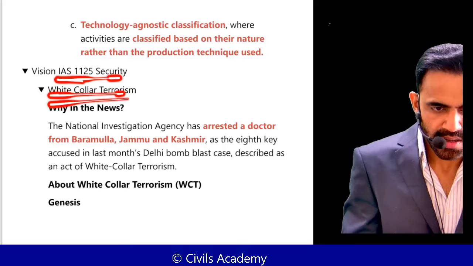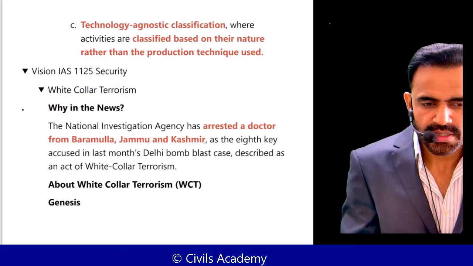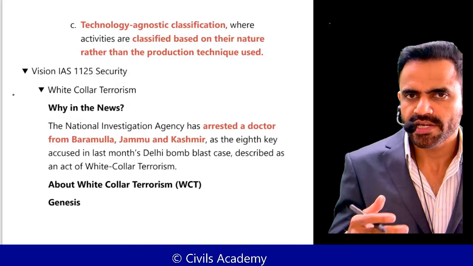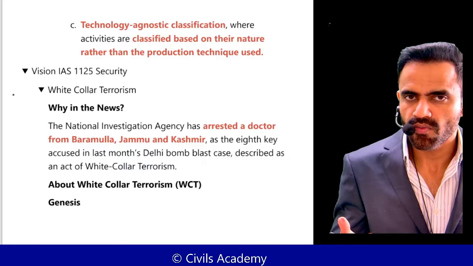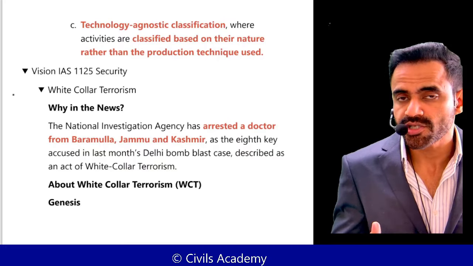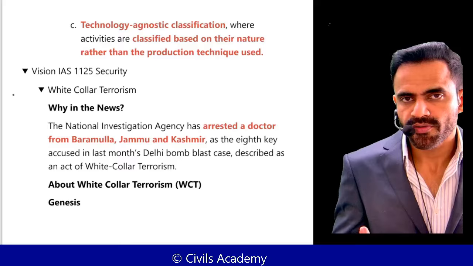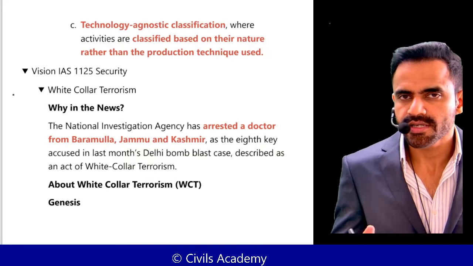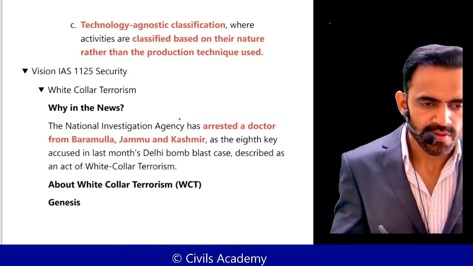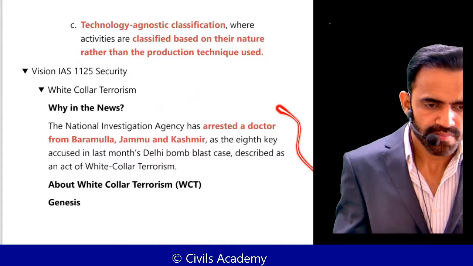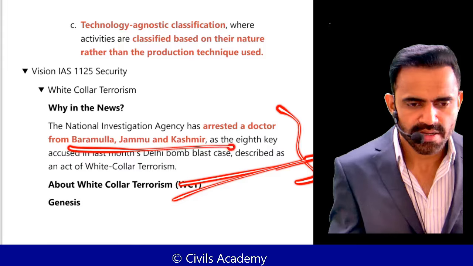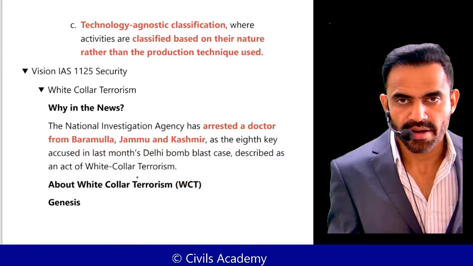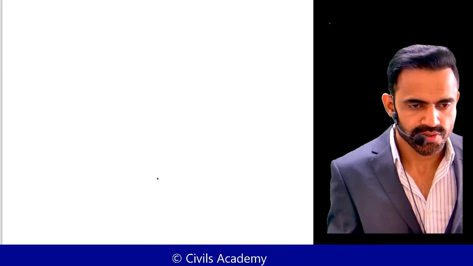In the security section, the first term is white collar terrorism. Just remember this thing. White collar basically means those people who are reputed professionals. They are involved in terrorism. For example, doctors, engineers. That is referred to as white collar terrorism. Again, a doctor was arrested from Jammu and Kashmir. In that context, this issue was in the news.